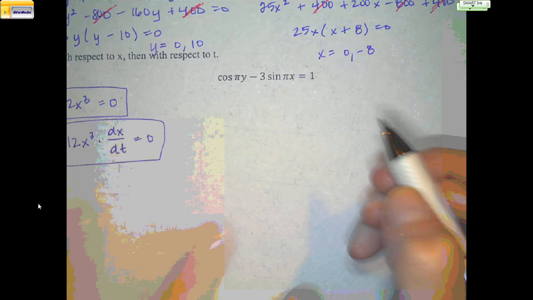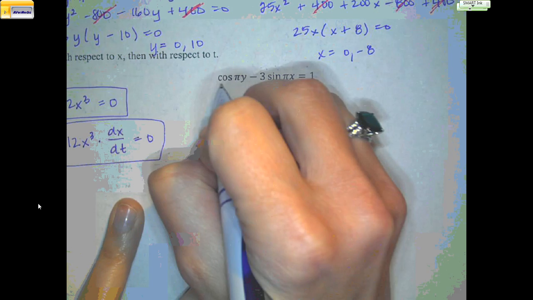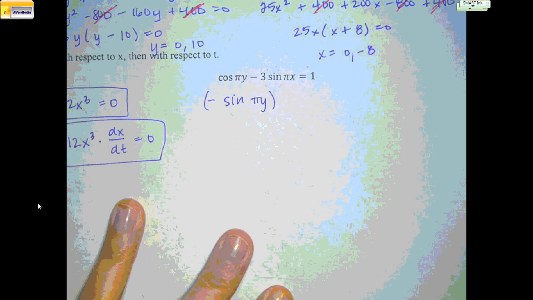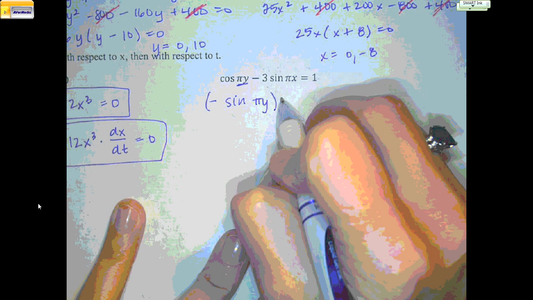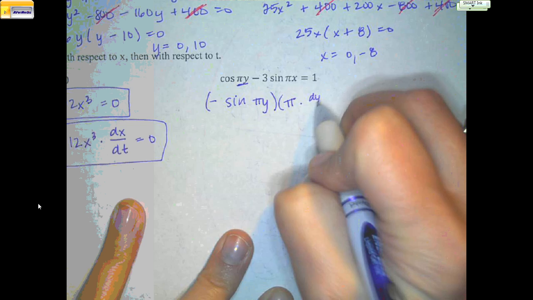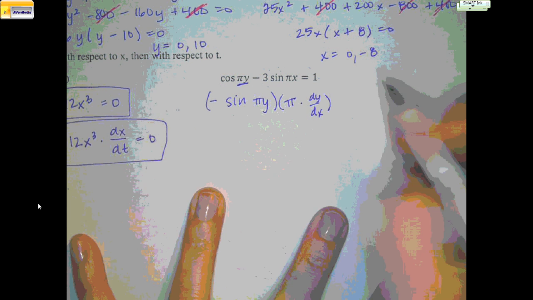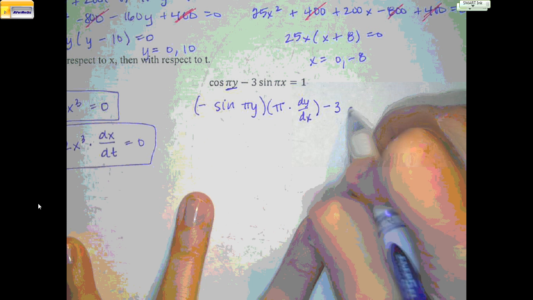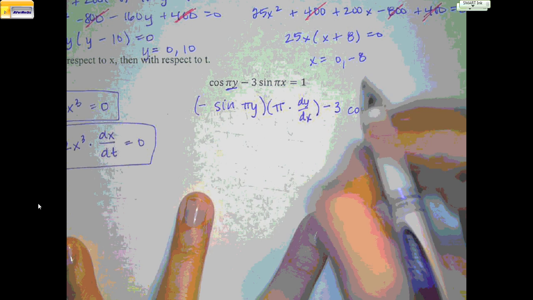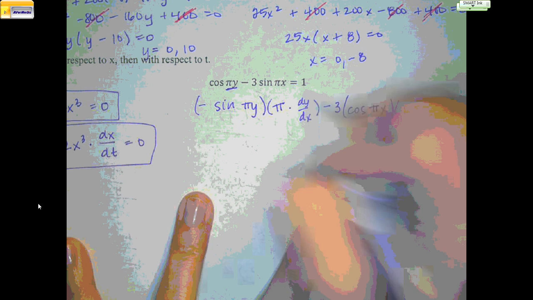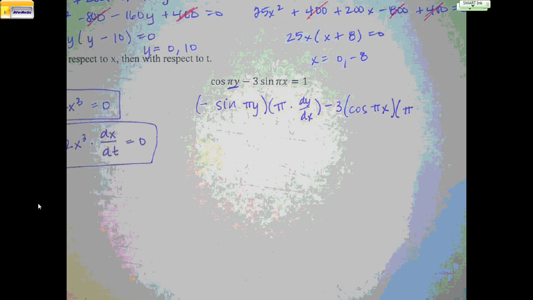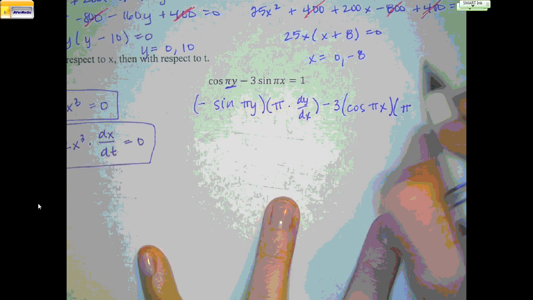Okay, first of all, with respect to x, that's what we did yesterday. So, derivative of cosine is negative sine of the inside, times the derivative of this guy here, which is going to be pi times the derivative of y with respect to x. Minus 3 times, what's the derivative of sine? Cosine, leave the inner part alone initially, times the derivative of the inside, which is just pi, and I don't need to put dy dx or anything crazy because it said with respect to x, so we're good. Equals, what's the derivative of 1?